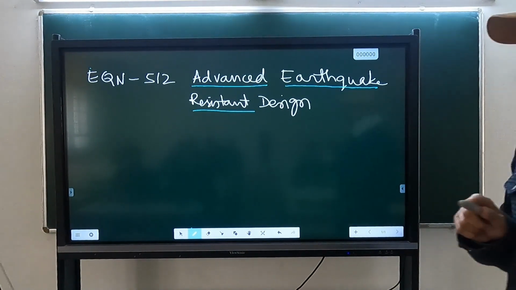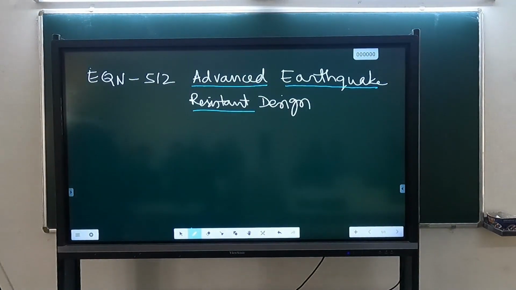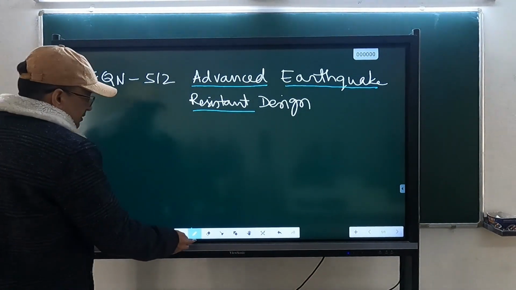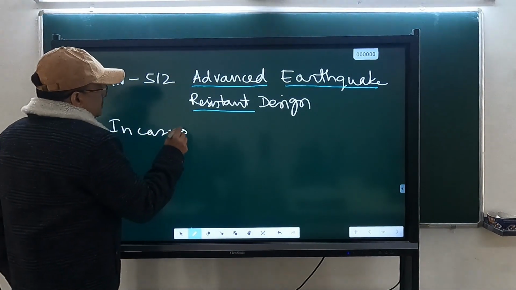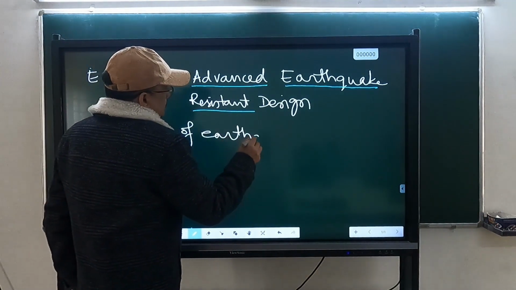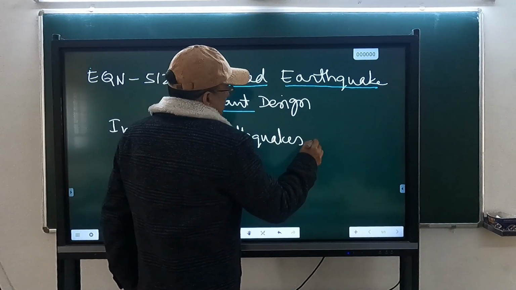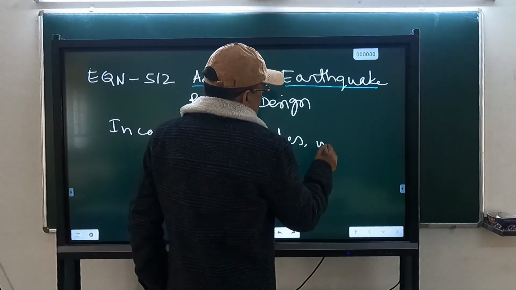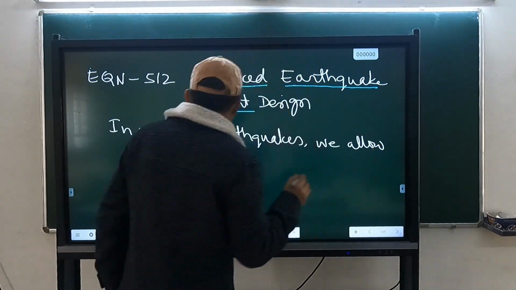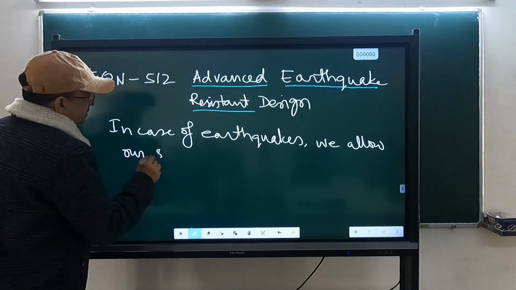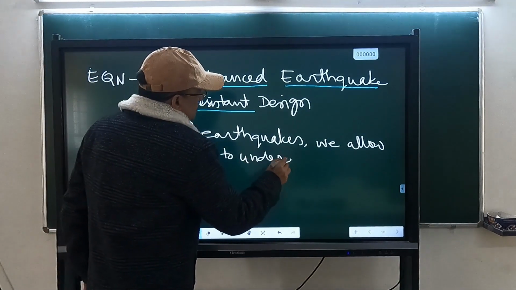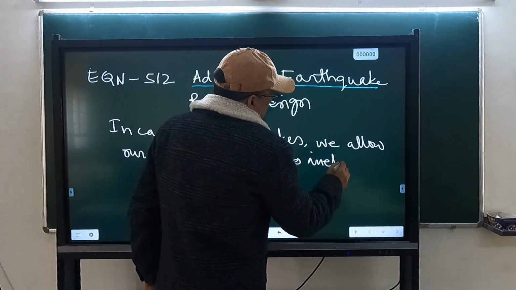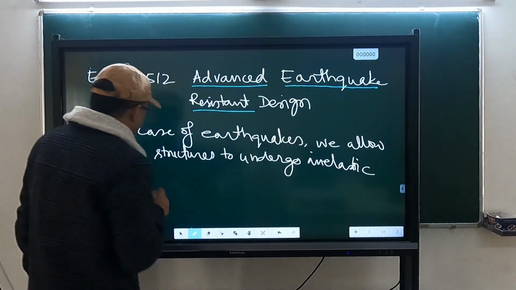So the difference between earthquake resistant design and design for all other forces, including wind, is that in case of earthquake, we allow our structures to undergo inelastic deformation.